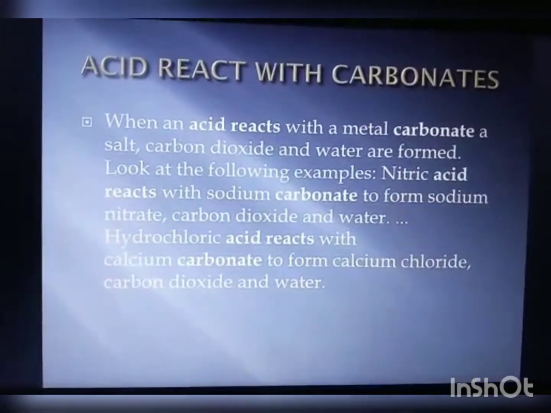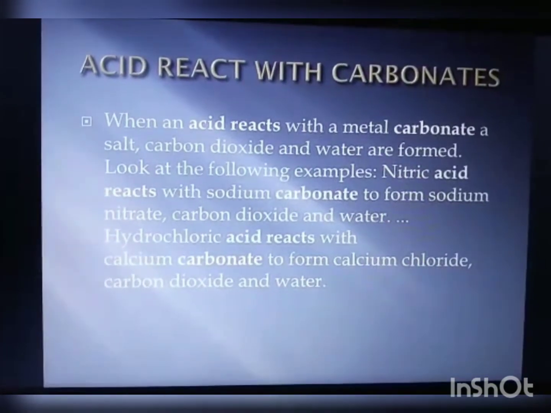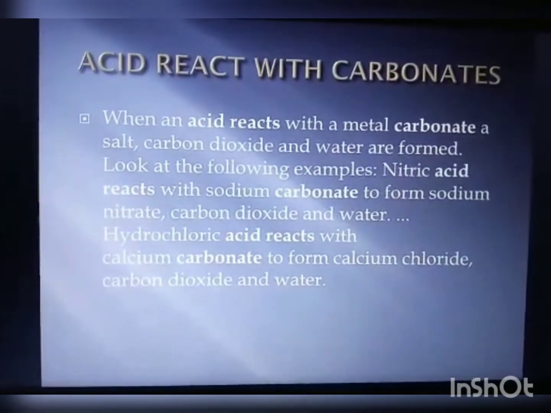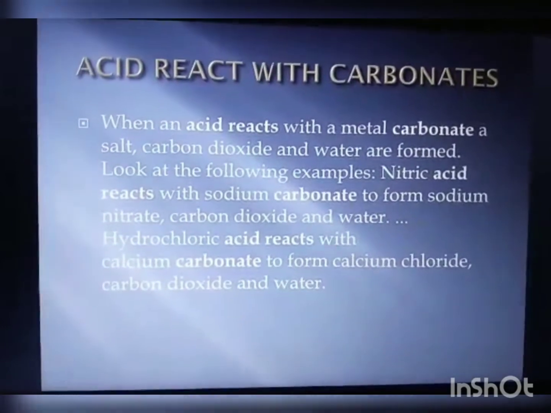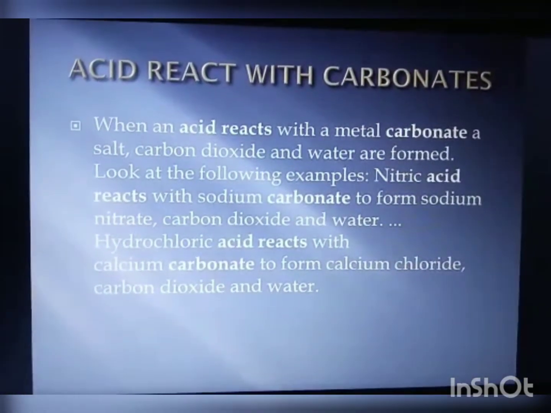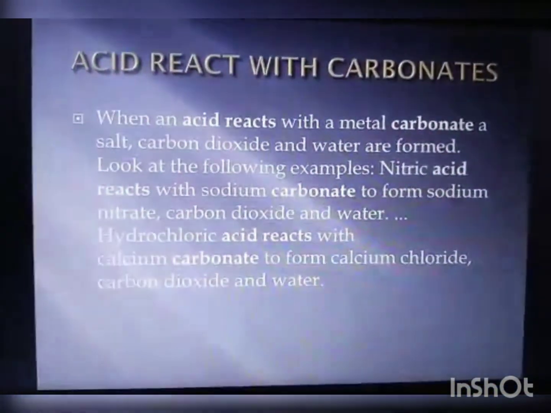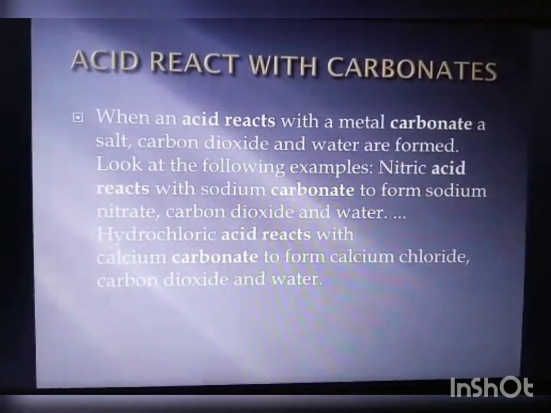Next, acid reacts with carbonates. What we have discussed earlier is that acid reacts with metal. Now next is acid reacts with carbonate. See the formula of carbonate, CO3. When an acid reacts with the metallic carbonate, a salt, carbon dioxide, that is CO2, and water, that is H2O, are formed.